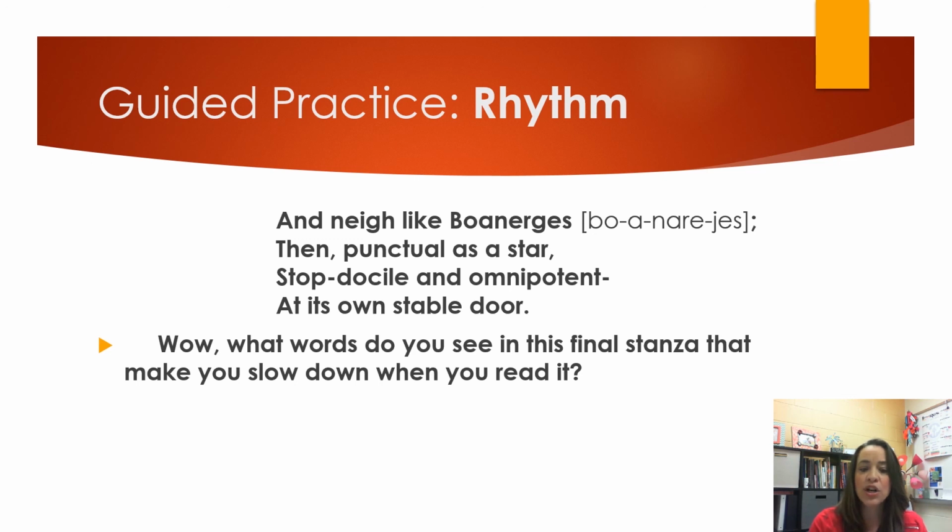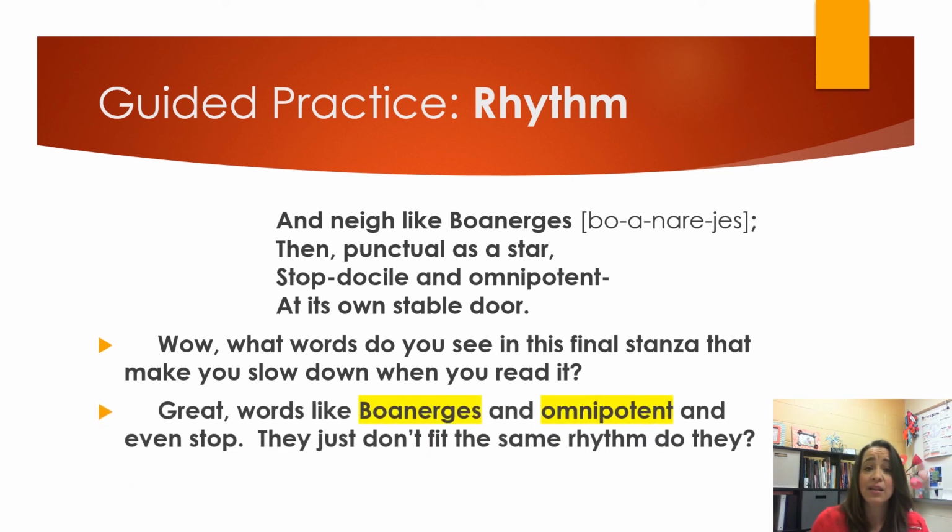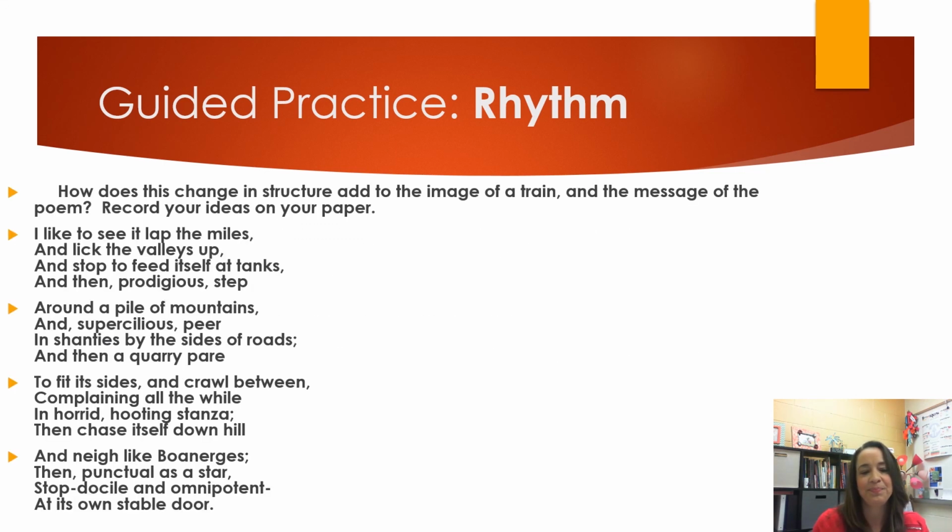Wow. What words do you see in this final stanza that make you slow down when you read it? Great. Words like Boanerges and omnipotent, and even stop. They just don't fit the same rhythm, do they? How does this change in structure add to the image of a train and the message of the poem? Record your ideas on paper.